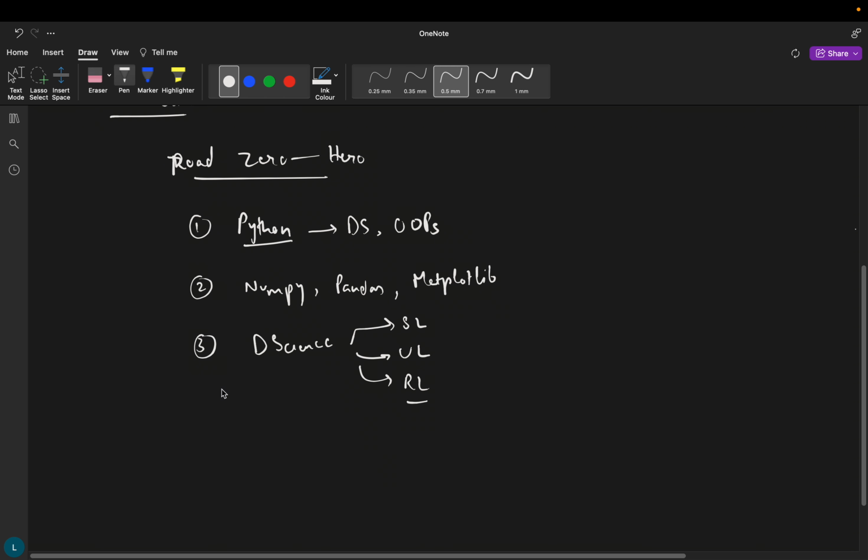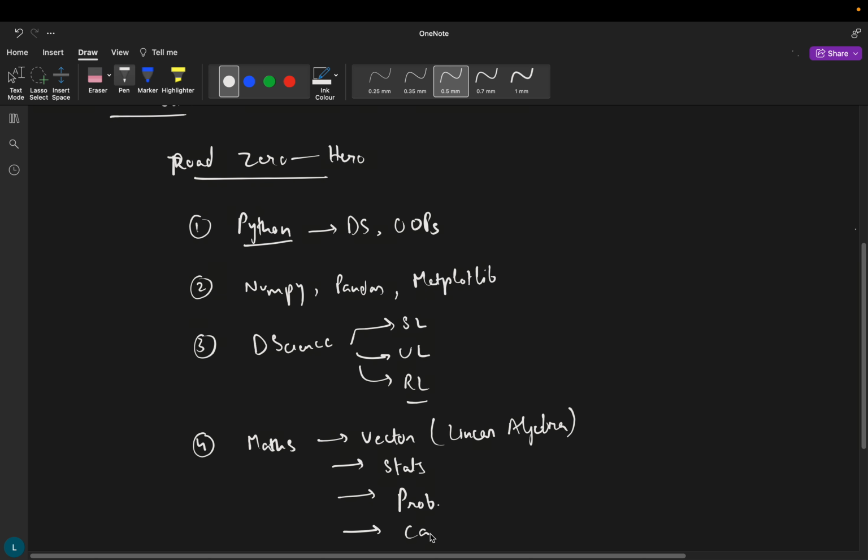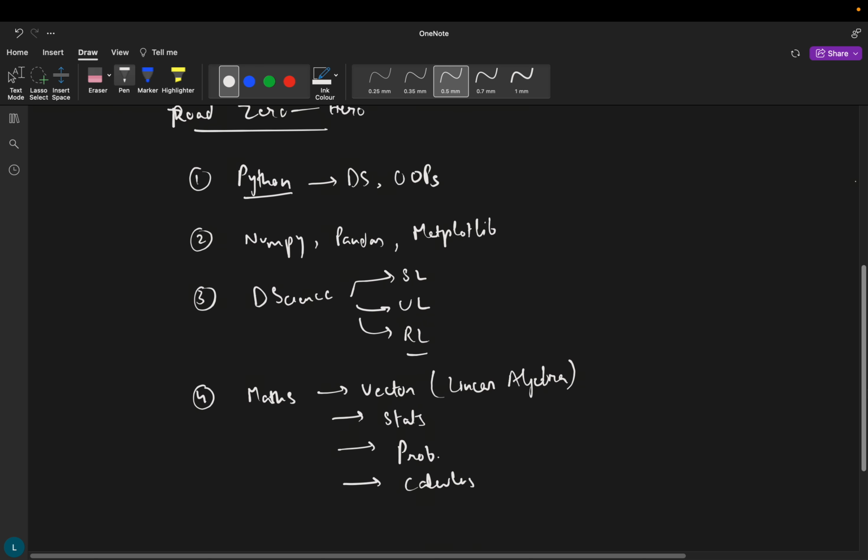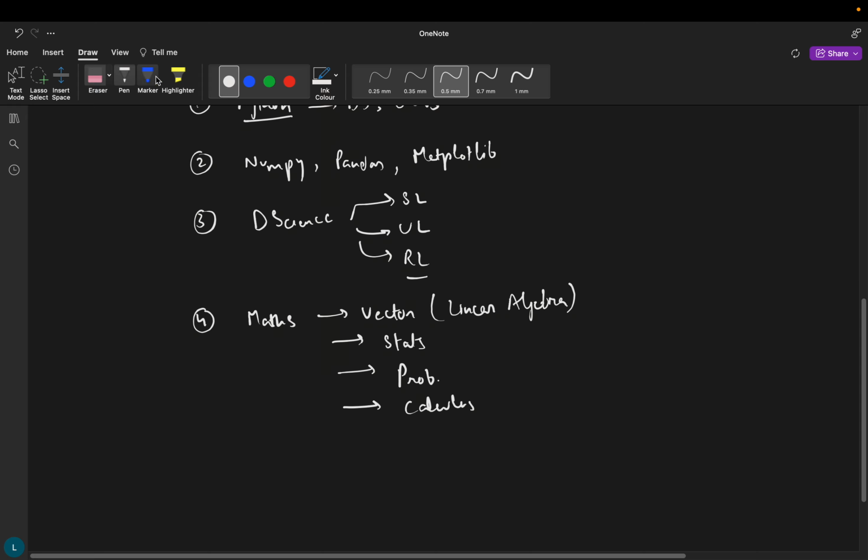Okay, so the fourth step is to go and learn the basic maths for data science. The first thing required is the maths of vectors, or we can say linear algebra. The second thing we require is statistics. The third is probability, and the fourth is calculus. A basic understanding of calculus is very important as it is required in the reinforcement learning part.